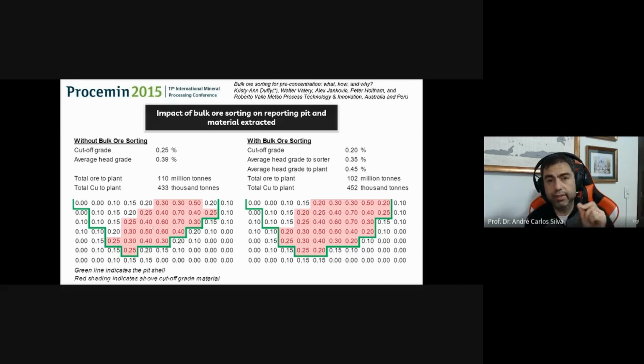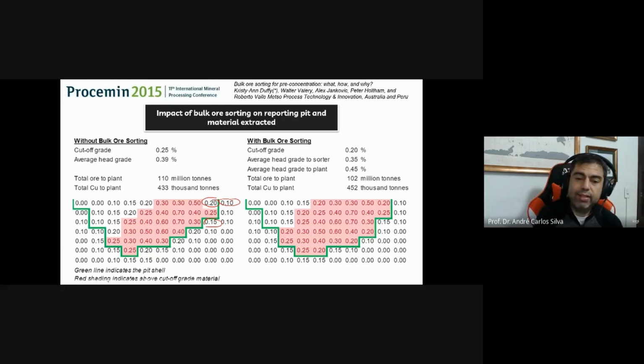So the number inside of the block represents what? The average grade of the whole block. And as you can see on your left hand side, if we consider that our cutoff grade is 0.25%, then this block, for example, is waste. This block is definitely waste, but this block is also going to be waste, and I have to mine it because below it I have ore. So the green line represents our pit design, and we're going to have to remove all of those blocks. Some blocks go to the mineral processing plant and the other blocks have to be piled up somewhere else.